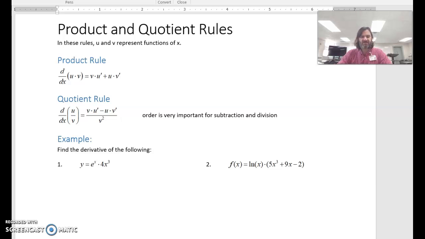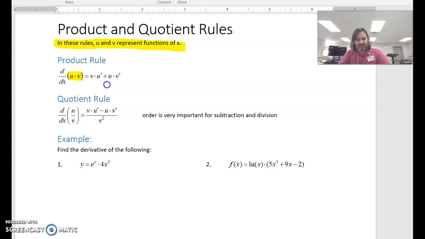Alright, now we're going to talk about the product and quotient rules for derivatives. And it's very important that you get on the right foot here. In these rules, u and v are representing functions of x. So where you see u, you see v, that could be some type of expression, something bigger than just a single variable. So the product rule is for when two things are multiplied together, u times v.